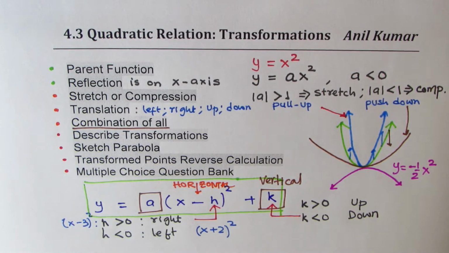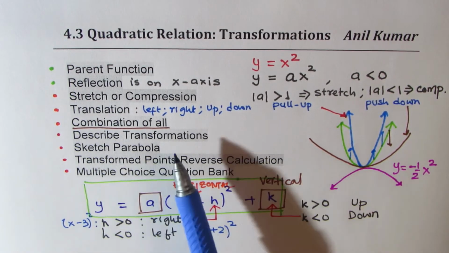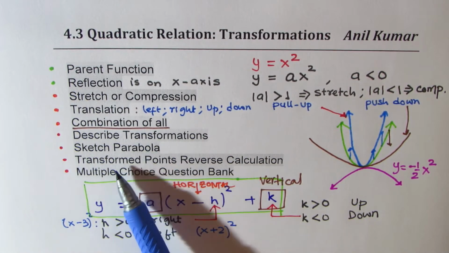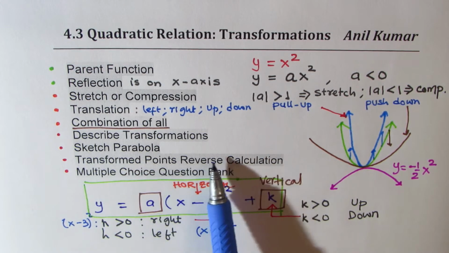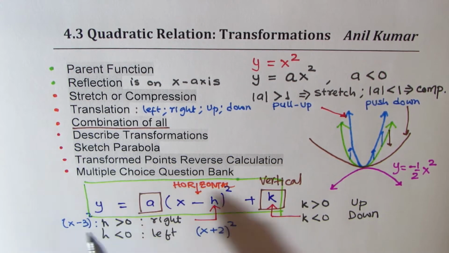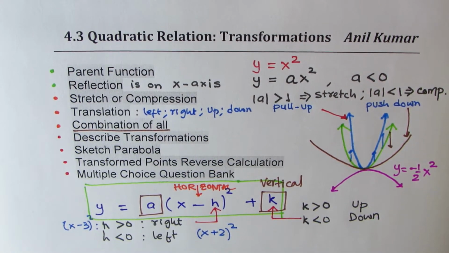Does make sense, right? Now, we got the basics. We'll actually take up examples to describe transformations, sketch parabolas, find the image points, and do the reverse calculation. And then we'll take up multiple choice questions based on our learnings. So now let's look into the parent function y equals x squared in further details.